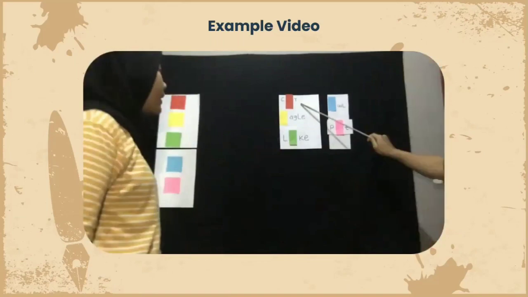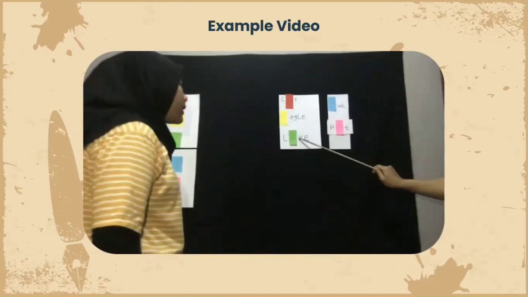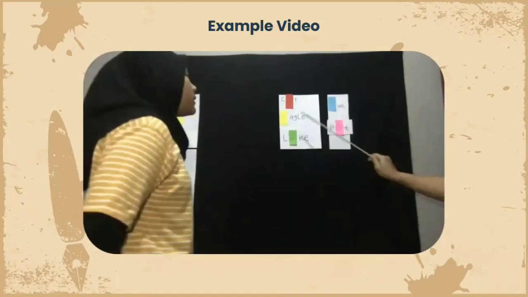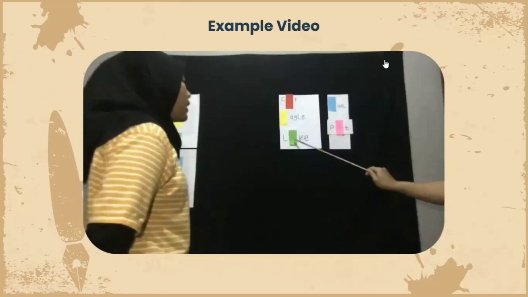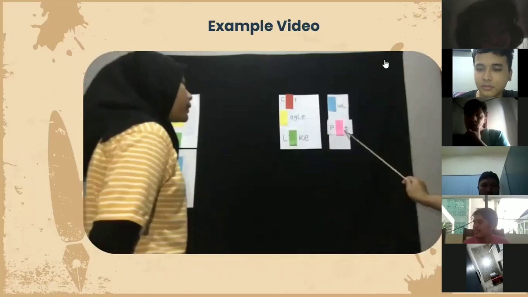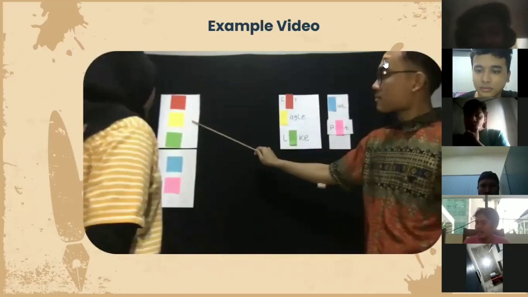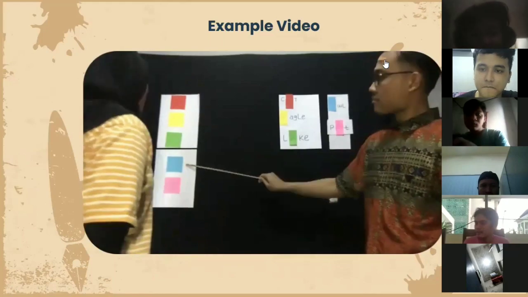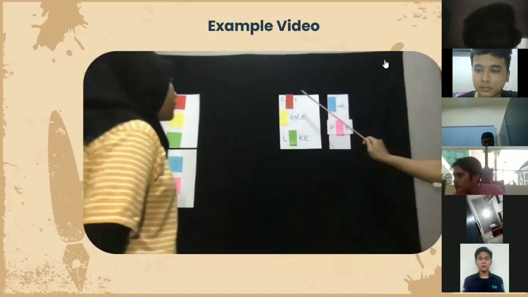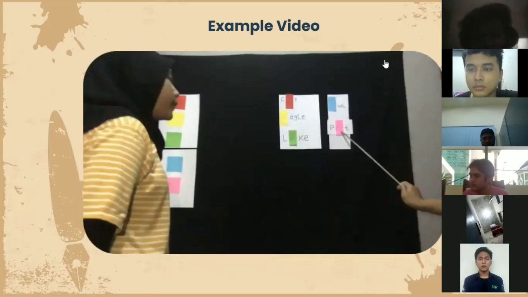Cat, eagle, like, owl, foot. Eagle, like, cat, owl, foot. Okay, A, E, I, O, U. Okay, great. Cat, eagle, like, owl, foot. Excellent.